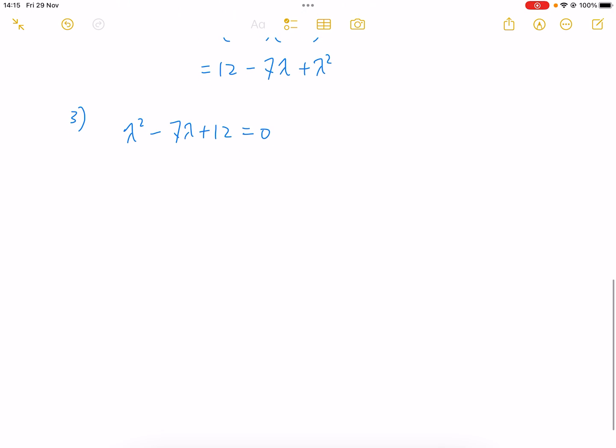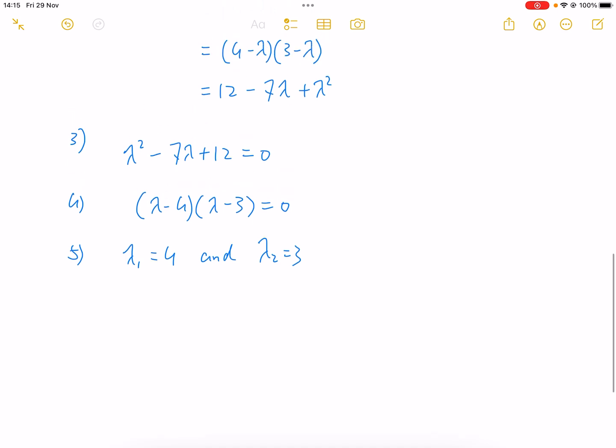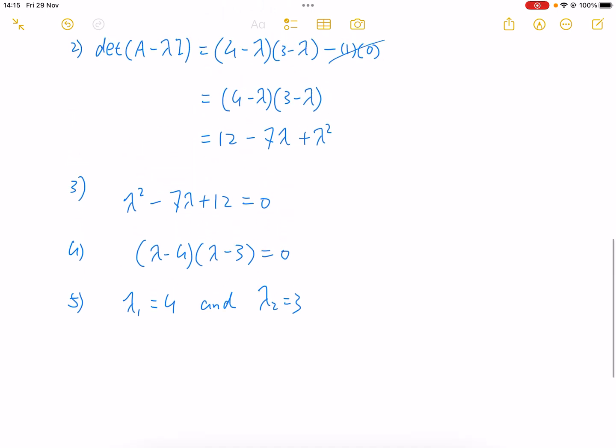Now we have the quadratic equation. We factorize this quadratic equation to get lambda minus 4 times lambda minus 3. So our eigenvalues are lambda 1 equals 4 and lambda 2 equals 3. We have solved for the eigenvalues.